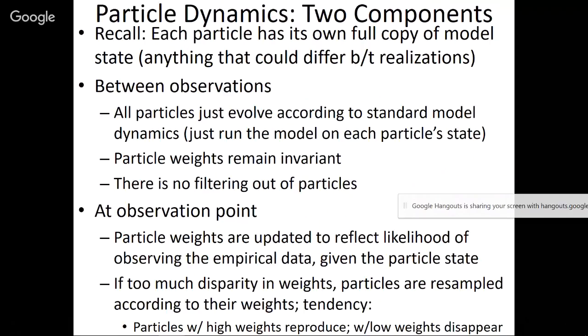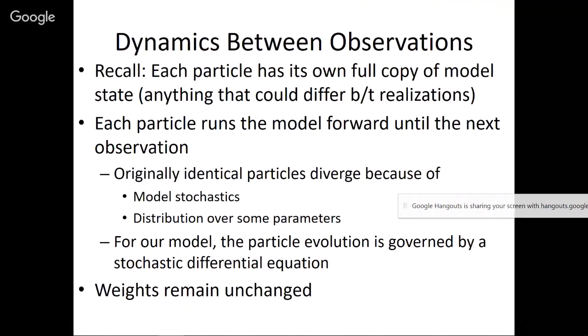Now, if there is too much disparity in the weights seen amongst particles, it's going to go through a process called resampling that we'll be coming to. Basically, there's going to be this weeding out process. Particles that have very, very low weights are likely to be weeded out so that we don't get a concentration of almost all the weights in just a few particles. And then the particles will all start again with the same weights.